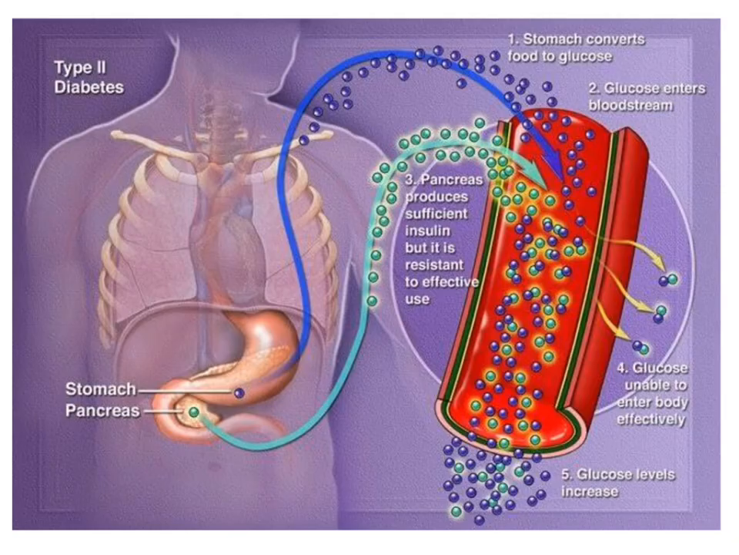In type 2 diabetes mellitus, insulin is secreted but it is not adequate for the maintenance of a normal blood glucose level. First, the stomach converts the food into glucose. The glucose enters our bloodstream. The pancreas produces sufficient insulin, but the body is resistant to its effective use. What will happen? Glucose is unable to enter the body cells effectively, and the glucose level will increase. That is the reason we always manifest these symptoms.